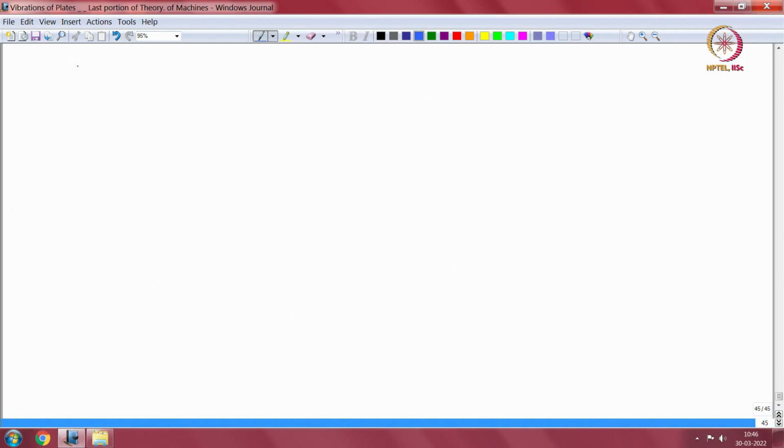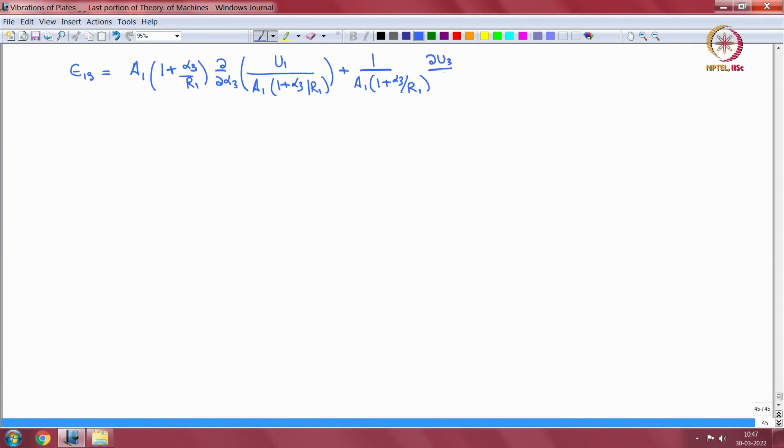So let us see first the epsilon 1 3 we had: A1 (1 plus alpha 3 by R1) del alpha 3 of U1 by A1 (1 plus alpha 3 by R1), plus 1 by A1 (1 plus alpha 3 by R1) del U3 by del alpha 1. This is what we said.